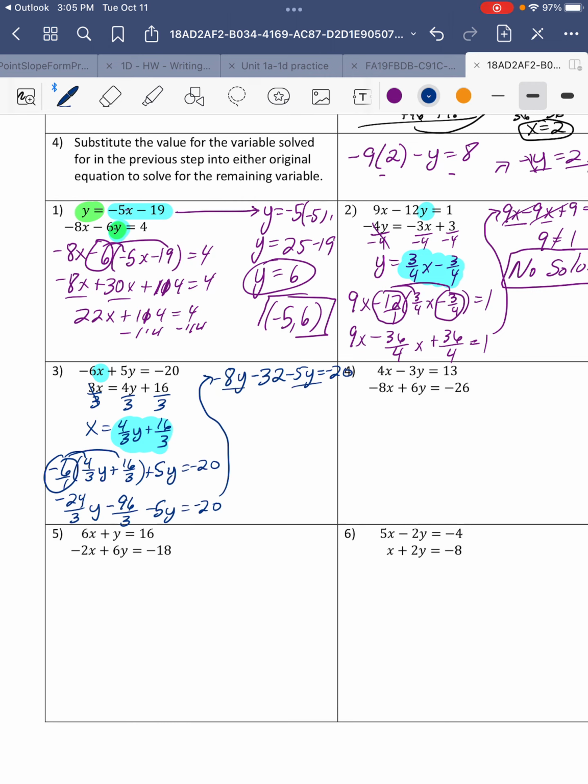Get your like terms together. That'd be a negative 13y minus 32 equals negative 20. Add 32. Something's not right here. Oh no, what did I do wrong? Oh no, I did something wrong. You probably see it, and I don't. So you can get a fraction. I just don't believe that this is a fraction. So, 32.